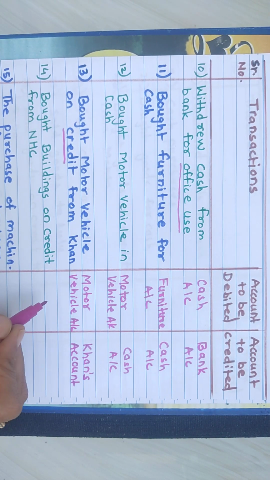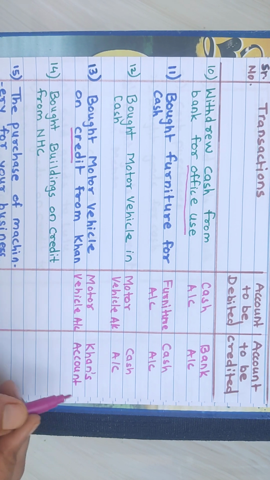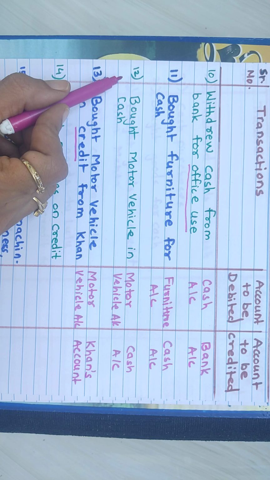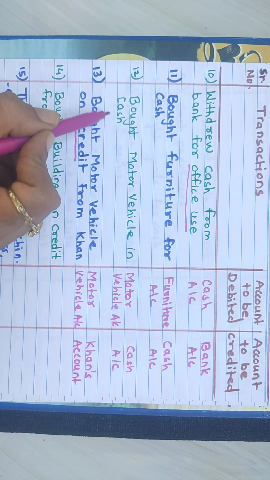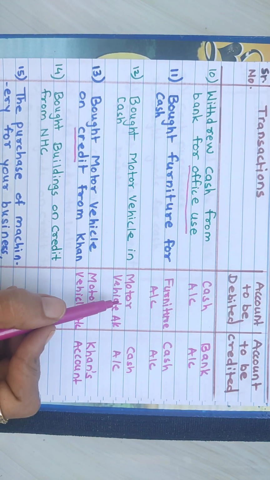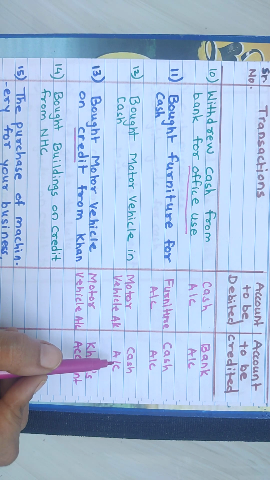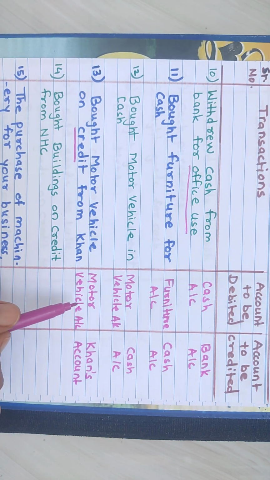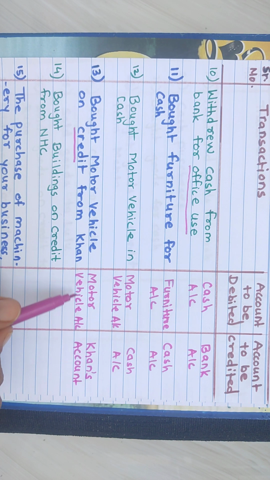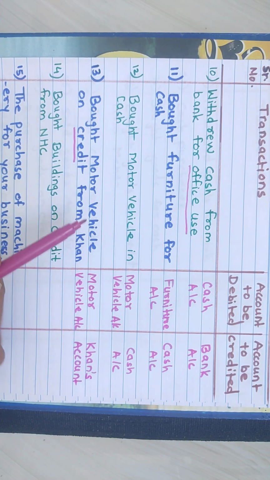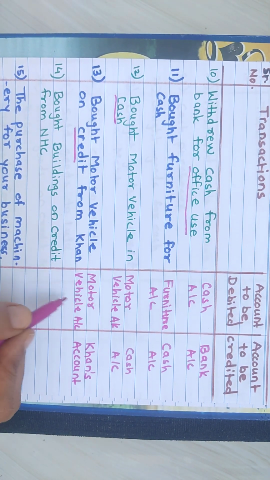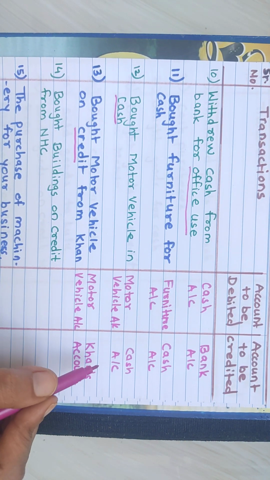What comes into the business? Motor vehicle. From whom it is purchased? Khan. See, on the transaction number 12, bought motor vehicle in cash. So motor vehicle account is debit and cash account is credit. But when it is purchased on credit, motor vehicle account is debit. See, whether it is purchased on cash or whether it is purchased on credit, in both cases motor vehicle comes into the business, right?